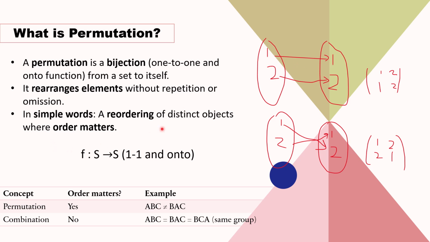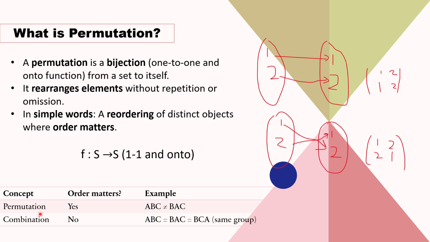In other words, you can say permutation is also a combination, because you're rearranging elements and making another combination. But the difference between combination and permutation is that in permutation the order matters. In combination, the order does not matter. For example, if you have a group which has 3 elements A, B, C, in combination ABC will be equal to BAC, which will also be equal to BCA, because there is no repetition or omission, you're just rearranging the elements, and it's still part of the same group.